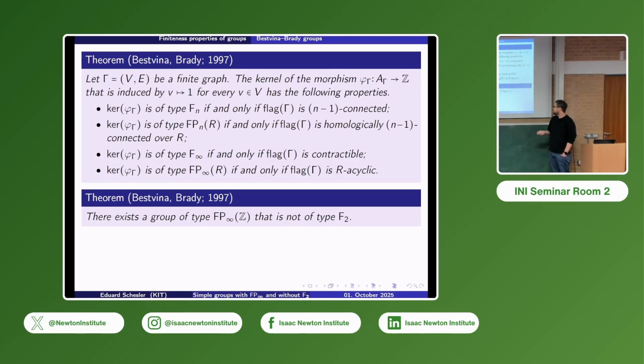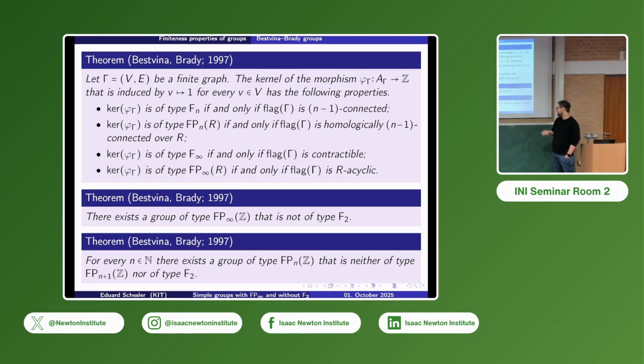As an application, they provided a group of type FP infinity over Z that is not finitely presented. Similarly, groups separated by homological finiteness properties that are not finitely presented. So this is one of the few occasions where not finitely presented makes something more interesting.